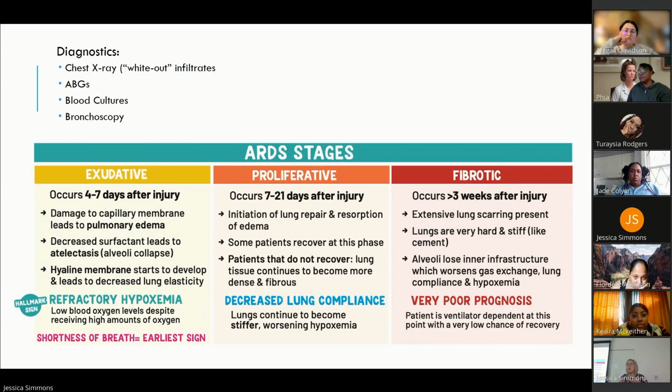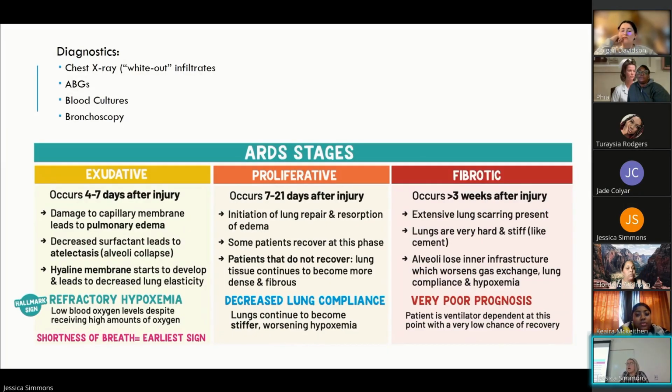Chest percussion. Have you guys ever seen a chest vest? The chest vest, they wrap around and it shakes them real hard. That helps break up mucus. If you do percussion on the chest, that helps break up mucus.